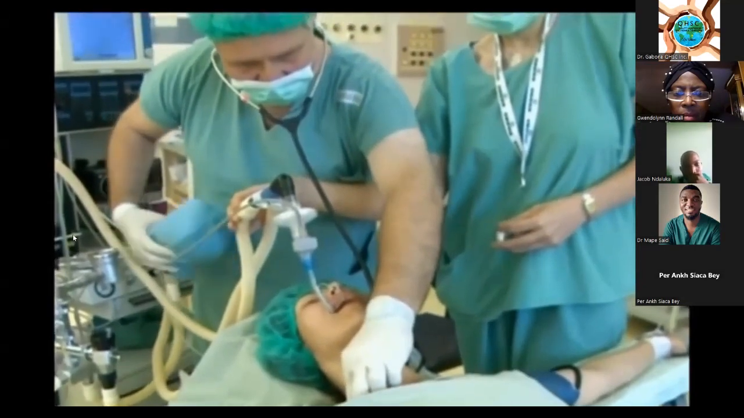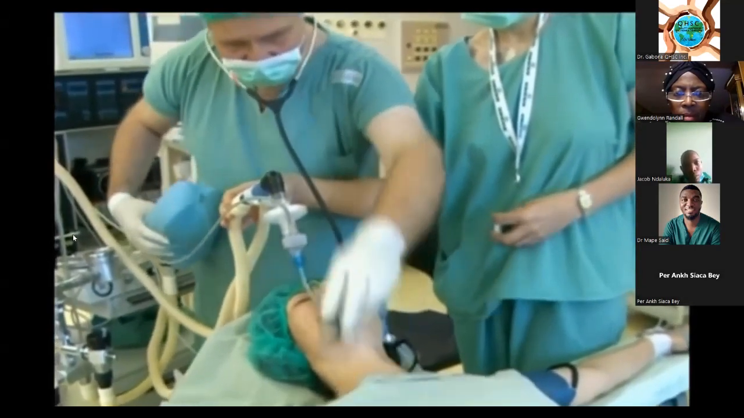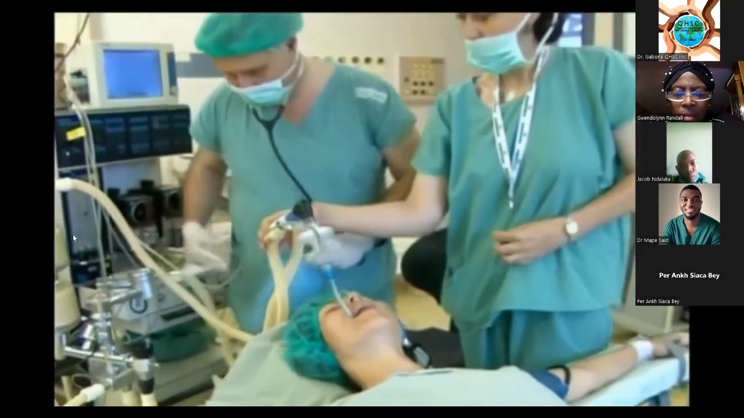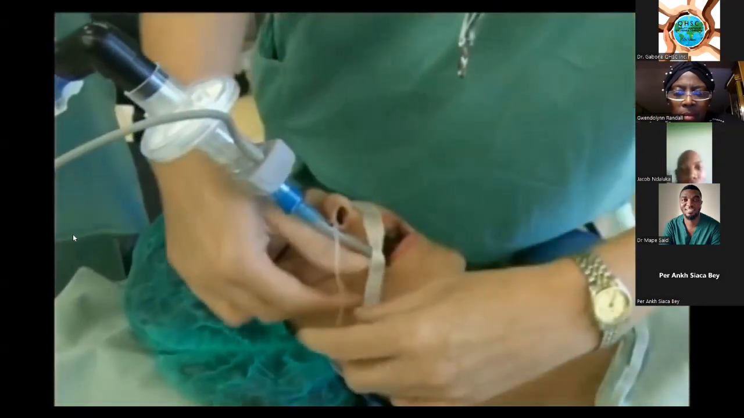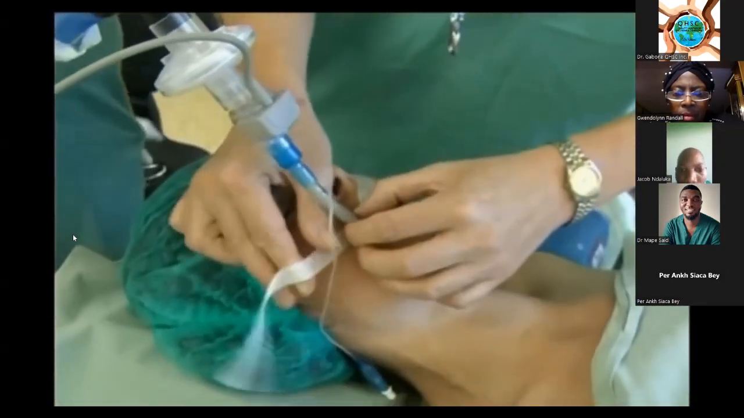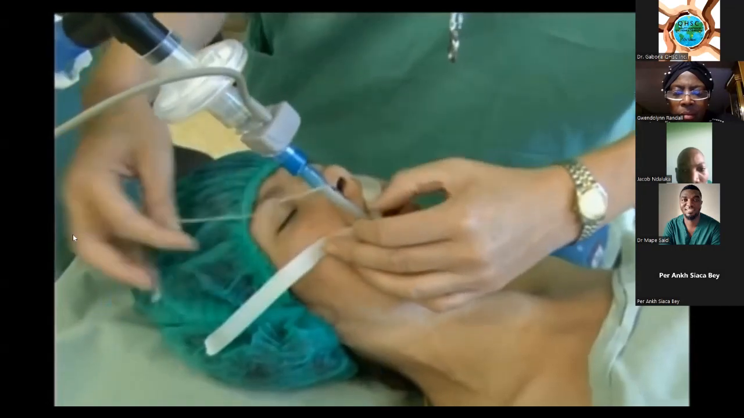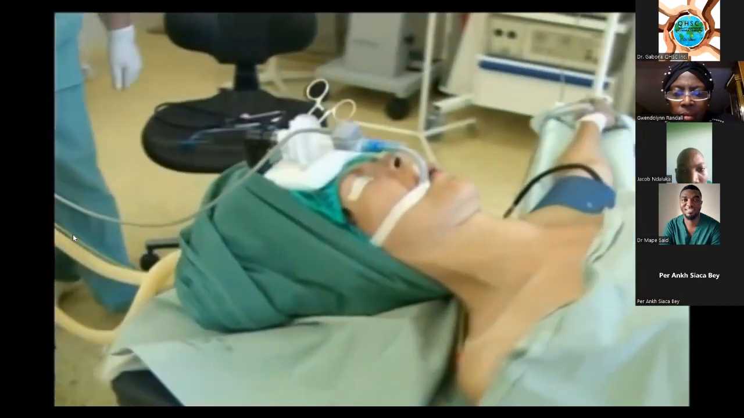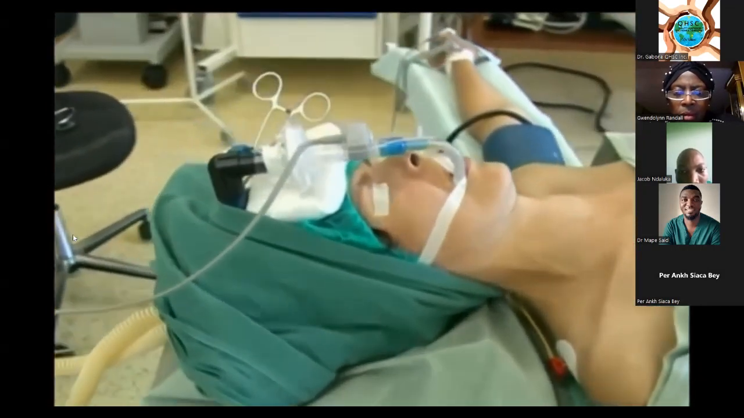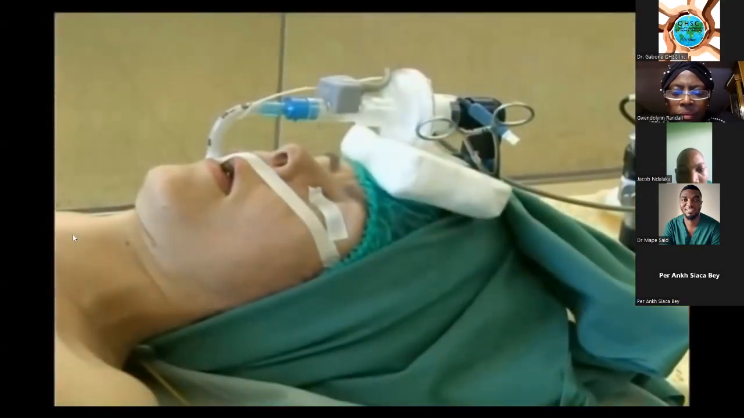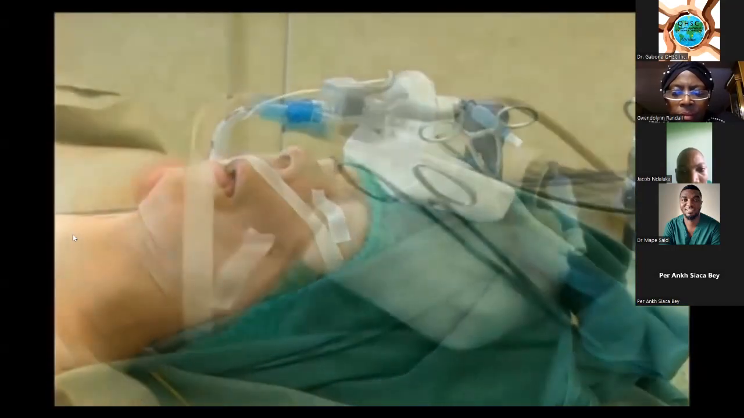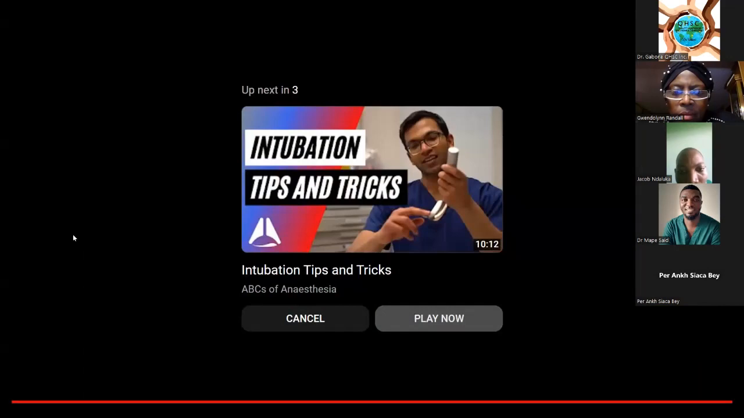Now, upon intubation, you will have to observe and listen. You have to observe the chest movement and listen for air entry sounds in both lungs. Thereafter, you are sure it is in the right position. Of course, capnography will also help you. And you will secure the tube so that it cannot be retracted or pushed further down.